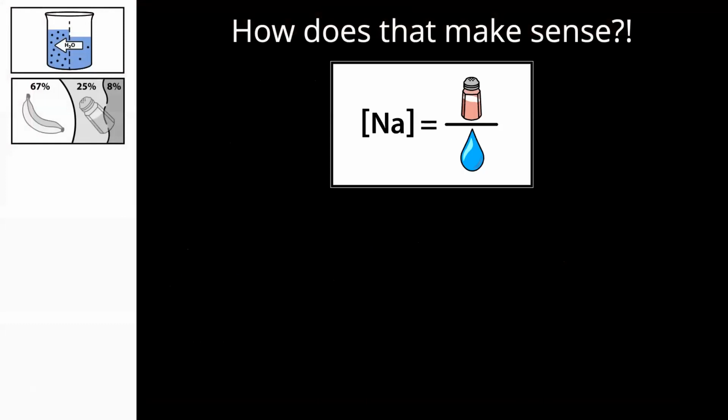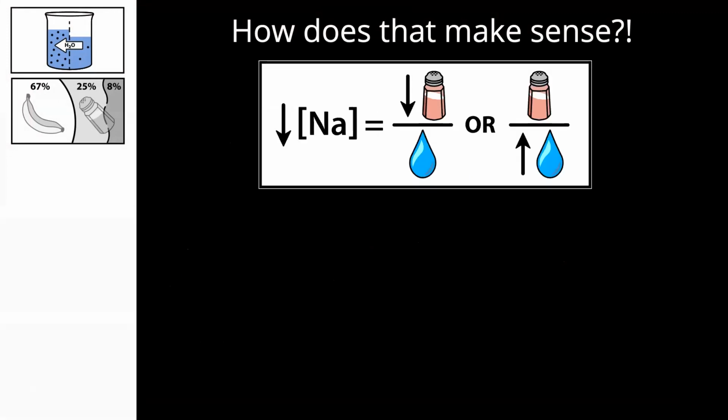How does that make sense? Well, we know that the concentration of anything is the amount of that thing in the amount of solvent. Here, it's the amount of sodium divided by the amount of water. So there are two ways you can have a reduction in the concentration of sodium. You could have a reduction in the amount of sodium with water staying the same, or you could have the amount of sodium staying the same and an increase in the amount of water.